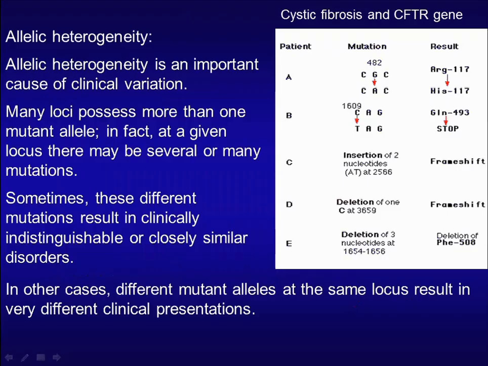Allelic heterogeneity can be demonstrated using cystic fibrosis. For example, patient A has a missense mutation, patient B has a nonsense mutation, patients C and D have a frameshift mutation, and patient E has a small deletion. Different alleles may result in different clinical presentations.